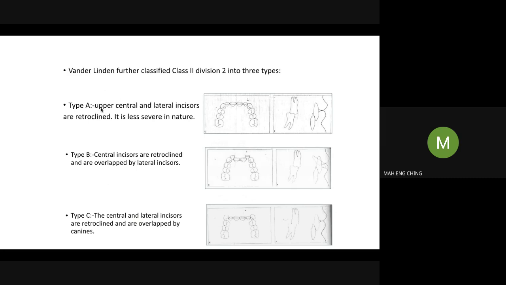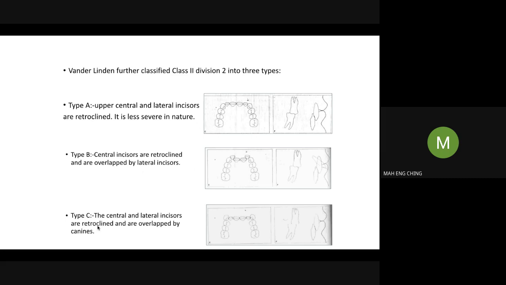So type A is upper incisor and lateral incisor retrocline. It's less severe in nature. So you look at these 4 incisors, they're slightly retrocline, but they are still aligned with the incisor. So from top or occlusal, you can see there's like a square box. So type B just means the central incisor is retrocline and overlapped by the lateral incisor. So you see these 2 incisors, they're retrocline, then they overlap with the lateral incisor. It means the 1 and 2, they overlap.